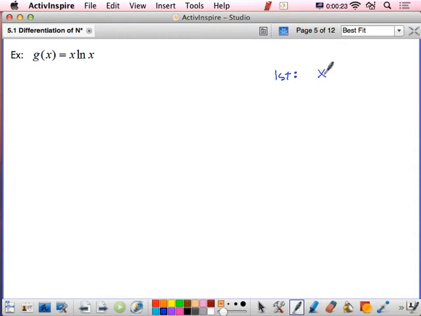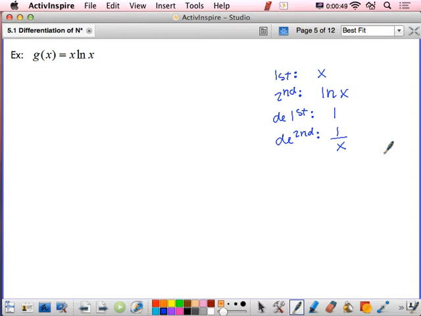So we're going to let the first be x and the second be natural log of x. And then we'll find the d first and the d second. So what's the derivative of the first? 1. And what's the derivative of the second? 1 over x. Yeah, it's the derivative of what's after the log divided by what's after the log. So 1 over x.